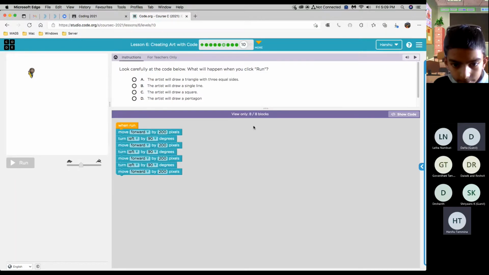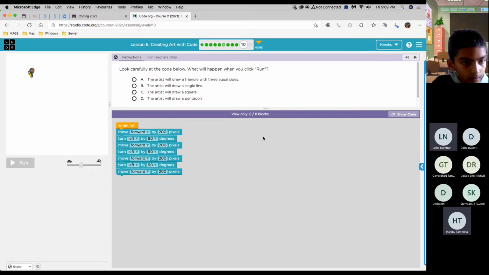Look carefully at the code below. What would happen when you click run? A, the artist will draw a triangle with three equal sides. B, the artist will draw a single line. C, the artist will draw a square. D, the artist will draw a pentagon. Who wants to have a try?